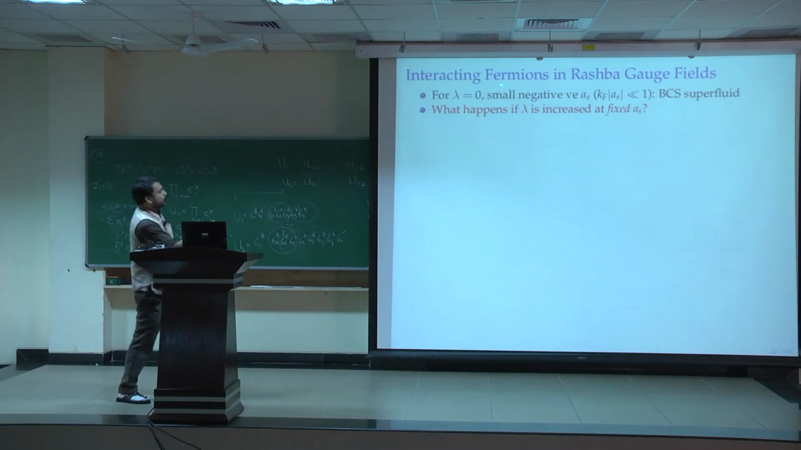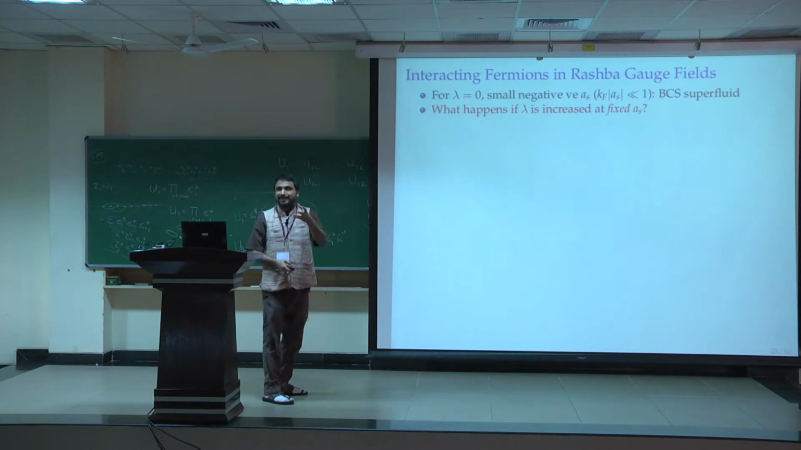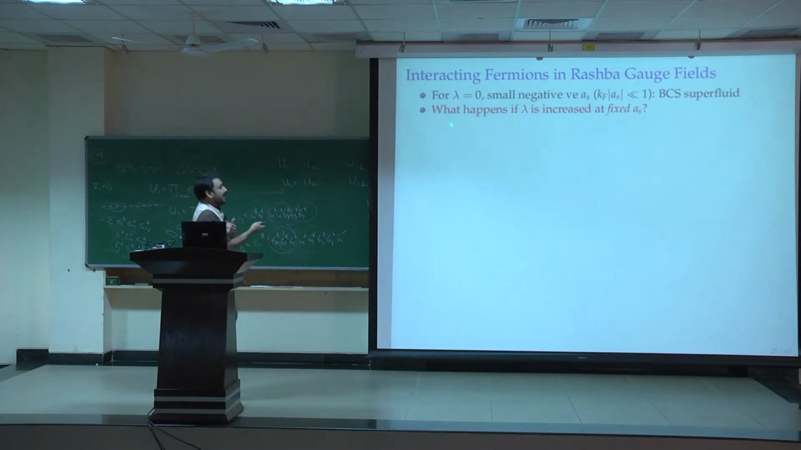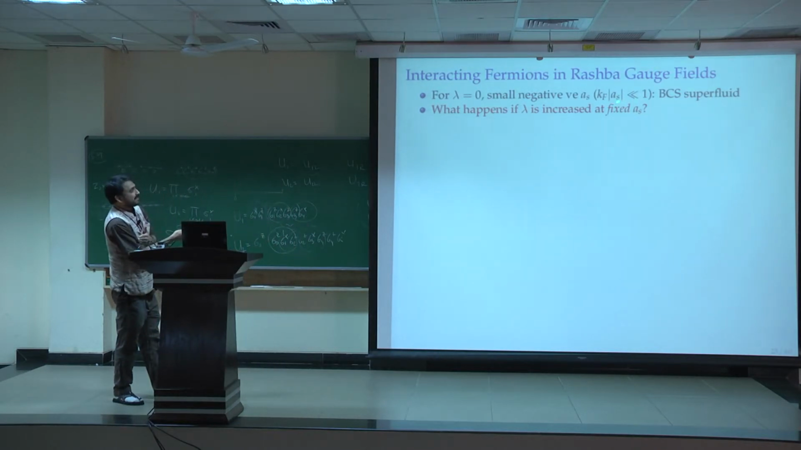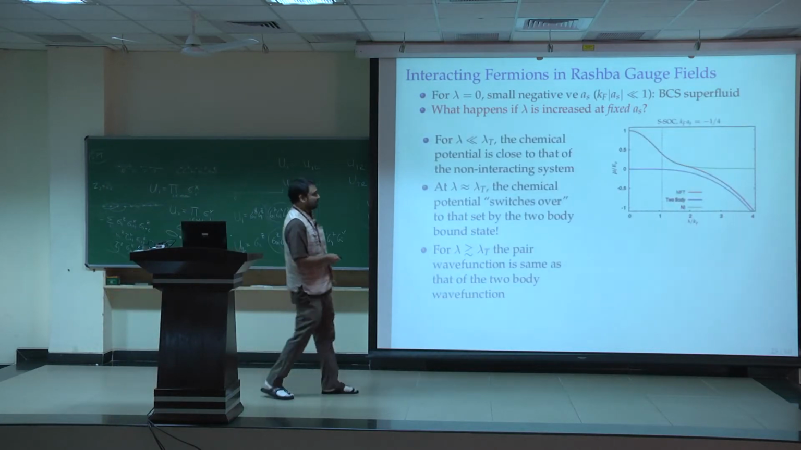So now what I'm going to do is keep the scattering length fixed and negative, which means my ground state, in the absence of any spin-orbit coupling, is a BCS superfluid. And then I'm going to ask the question: if I fix a_s and increase lambda, what happens to the ground state? Okay, so let me just quickly show you these three plots.